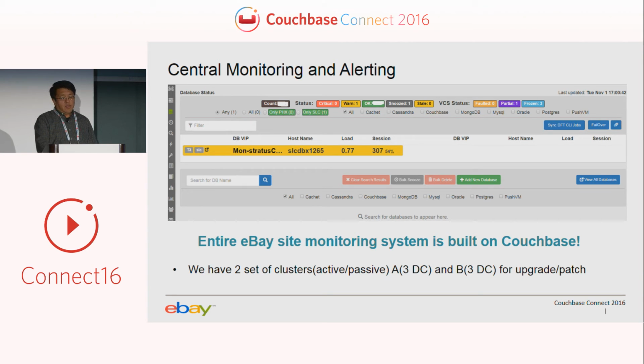Since this is a critical cluster, we did some special treatment. Normally for a cluster, we have a three data center deployment, and they're all active, receiving reads and writes. For this one, because this is the most important cluster in eBay, we built a two-set cluster. We call them A and B, active and inactive. When we do patching, upgrading, or other testing, we flip between A and B on demand. That gives us the best guarantee. We don't want the system to get interrupted, and we normally keep this running at two different versions. Even if we face a bug in one release, we can simply fall back to the previous stable release.